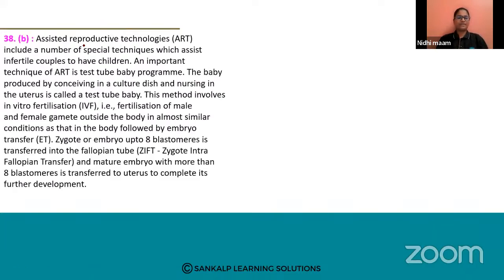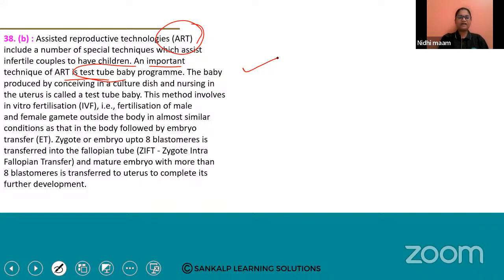So here, assisted reproductive technology, which is called ART, includes a number of techniques: GIFT, IUI, IVF, everything, right? Then an important technique of ART is the test tube baby program. The baby produced by conceiving in a culture dish and nursing in the uterus is called a test tube baby. See, this baby will be produced by conceiving in a culture in a laboratory.